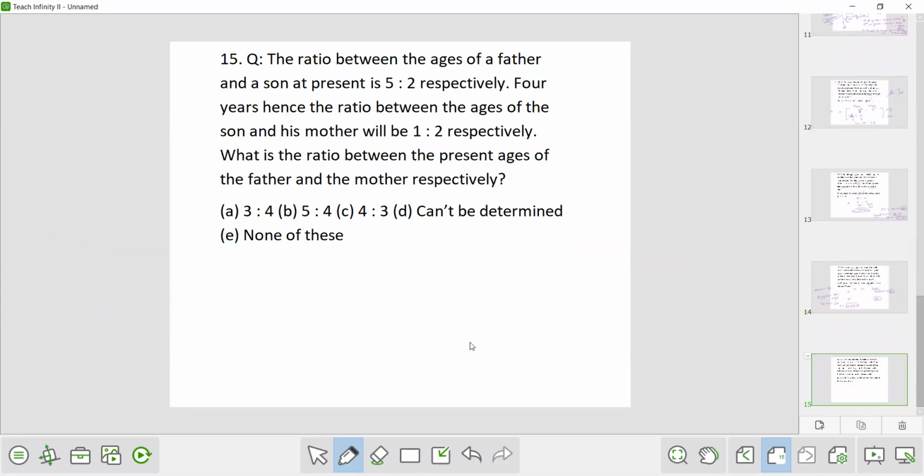Now this is the last question. The ratio between the age of a father and son at present is 5:2. Okay, let's say here is the father and here is the son. At present, the ratio is 5:2. 4 years hence, the ratio between the age of son and his mother will be 1:2. Okay, this is father, this is son.